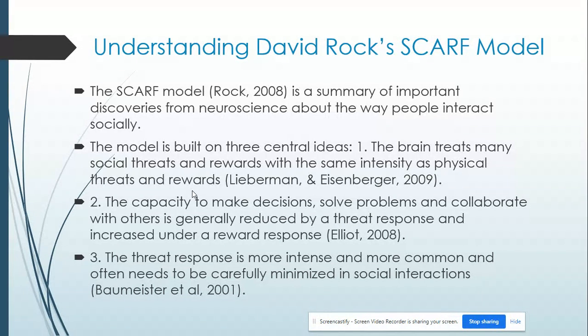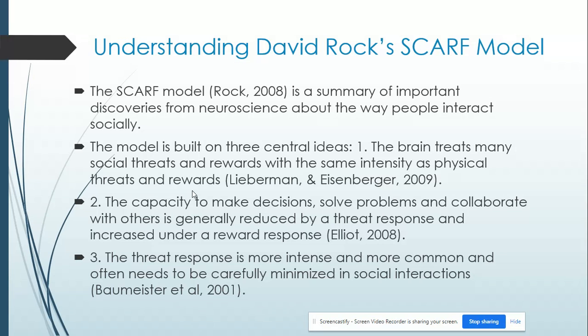Number 2, the capacity to make decisions, solve problems, and collaborate with others is generally reduced by a threat response and increased under a reward response. So what that is saying to us, as we make decisions and solve problems and collaborate with each other, is that we have to be aware of how we make people feel. It's the right foot. How do I empower people? That is what's going to make a difference as you work to solve problems and find those learner-centered problems and the POPs. How can we make a difference?